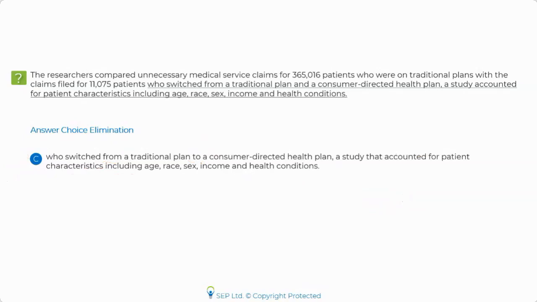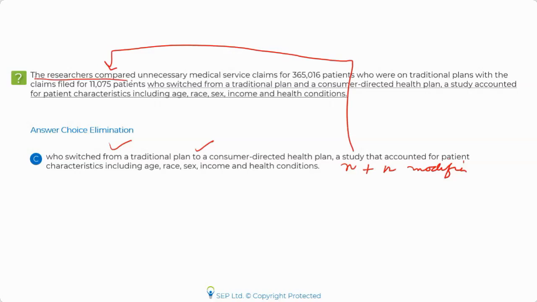Then if we come to C, "who switched from this to this, a study that". Here you have a noun plus a noun modifier, and this study is referring to what the researchers did. All right, C is correct actually. As far as I can see in the polls, 43% of you got it right, and good. This was a simple example of a flexible modifier.